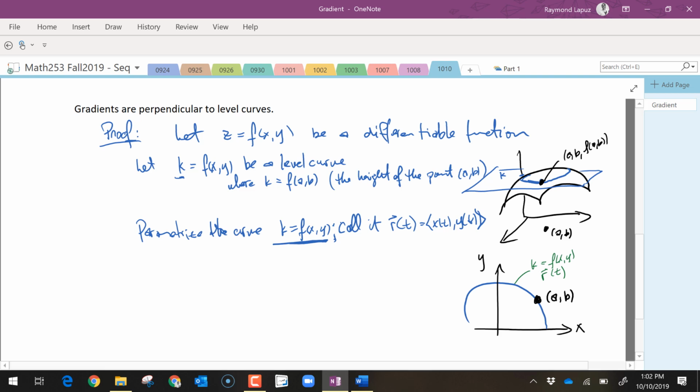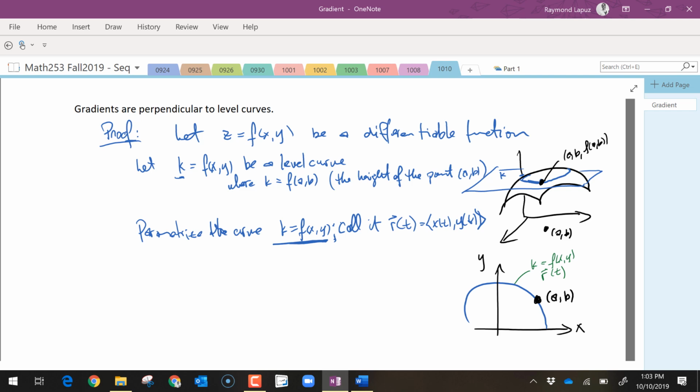So far we start off with a surface and a point on the surface. We cut it with a plane and found one particular level curve. And then we took that level curve and drew it on the xy plane, and then we parameterized it, r of t, x of t, y of t. Okay?